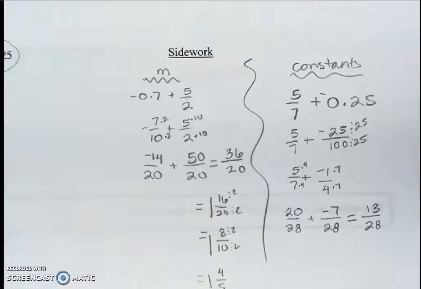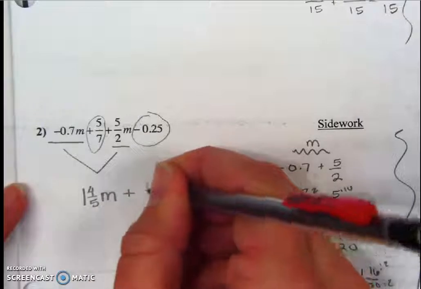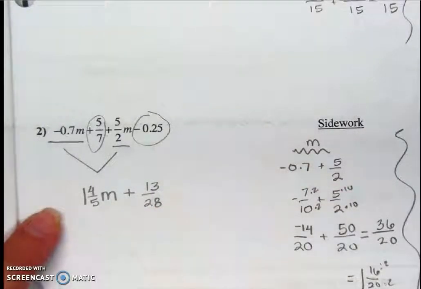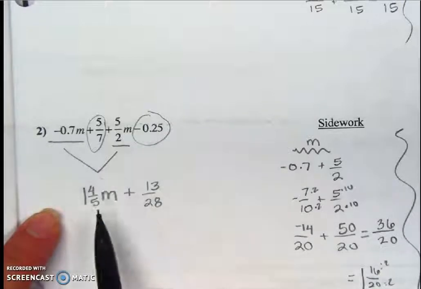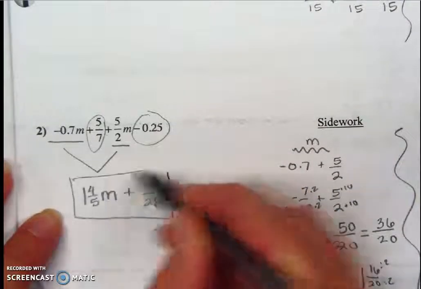I can't do anything else with that. I can't reduce, and so over here, I will write plus 13/28ths. And that's going to be my answer because these were the variable terms. That's the constant. This one has a letter. That one doesn't, so I can't combine any more than that. That's my answer. All right, let's move on to the back.